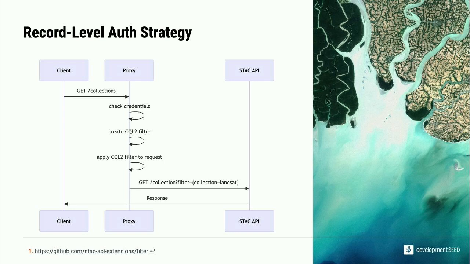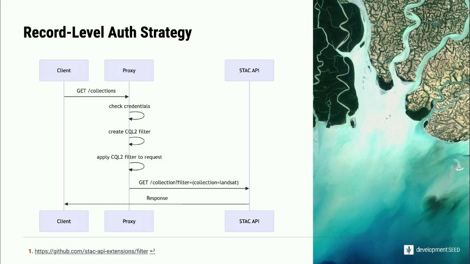Maybe a client asks for collections. We're going to check the credentials, create a CQL2 filter, and if one has been generated for that user, we'll apply it to the request, and now you'll see this is kind of an augmented request that goes up to the STAC API. So we catch the request, augment it with whatever kind of auth-related logic we need, send it up to the STAC API, and then the STAC API sends back a response.